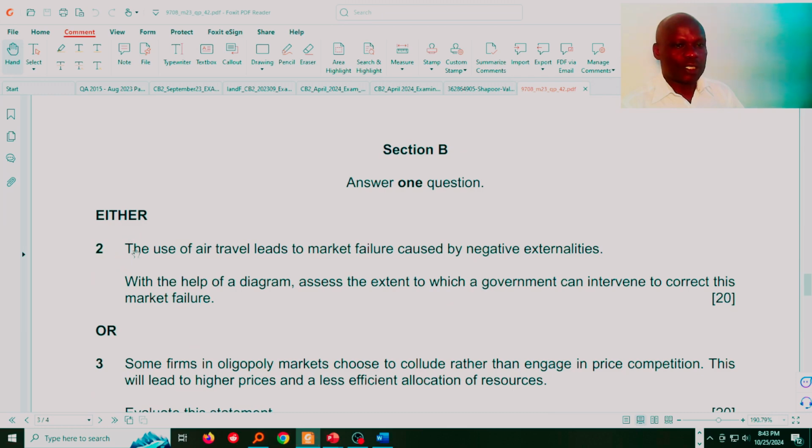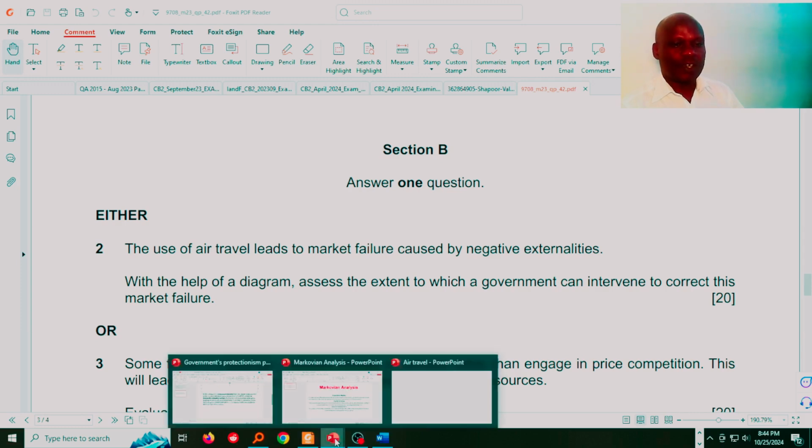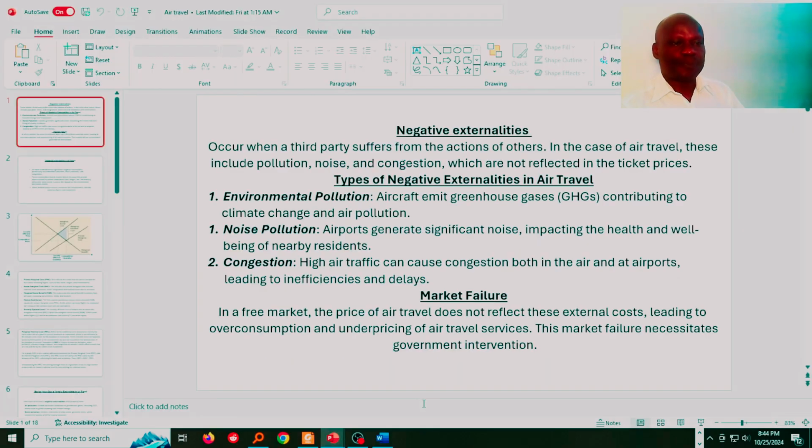So here, the use of air travel leads to market failure caused by negative externalities. With the help of a diagram, assess the extent to which a government can intervene to correct this market failure. Now, this is how we want to go through it.